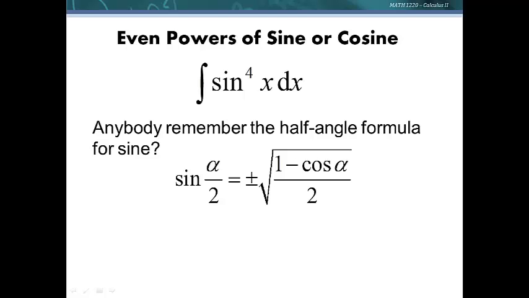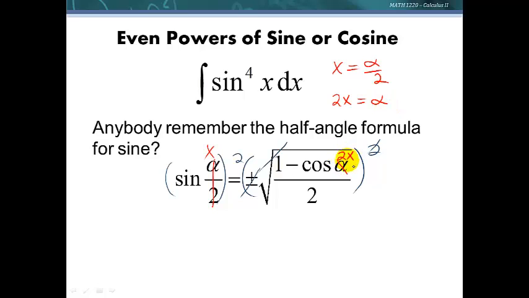Now we're going to take this identity and square both sides. That will take care of our plus or minus because it's going to get squared, and it'll also take care of our square root. The next thing we're going to do is let x be alpha over 2, so we could replace this with an x, and then 2x would equal alpha. So this would be a 2x.